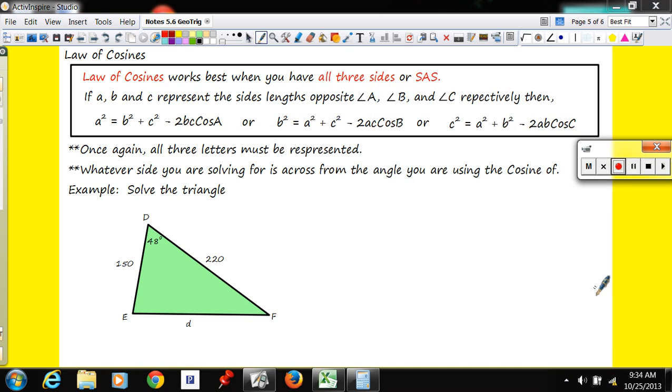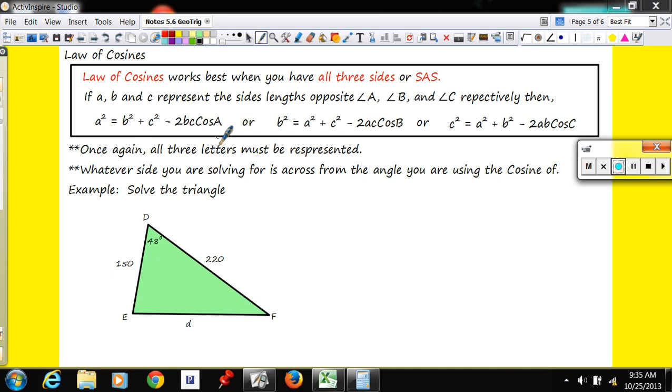All right, so let's take a look at the law of cosines. Now, this is not a formula that you have to memorize. I will put the formulas on any tests or quizzes that you have. It's just a matter of can you plug them in and can you solve for it? So you've got to understand what's going on and which formula to use out of the two.